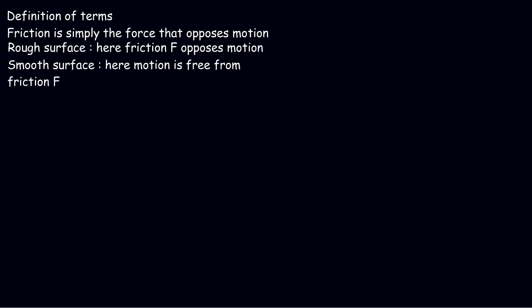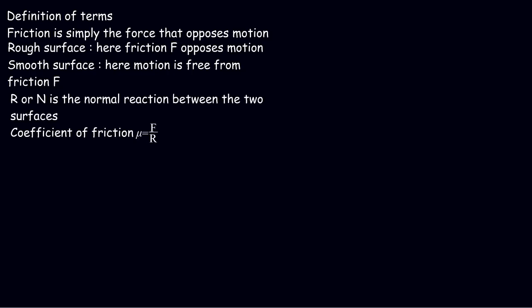Now, friction is simply the force that opposes motion. On a rough surface, friction F opposes motion. That is, when we have a rough surface, friction opposes motion. On a smooth surface, motion is free from friction. Now, when a question says the surface is smooth, we are assuming friction is negligible.